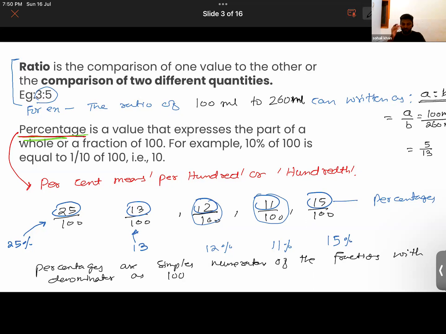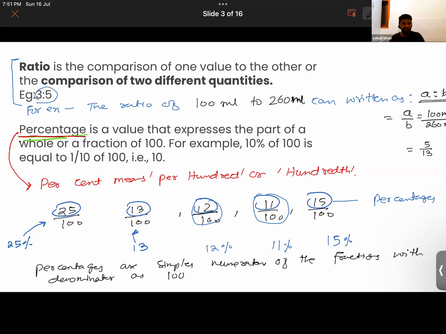Look, after ratio, Ahmed, we were talking about percentage. Arhan, quickly define the percentage. Explain percentage, what I just told you. The percentage is a value that represents a part of a number.